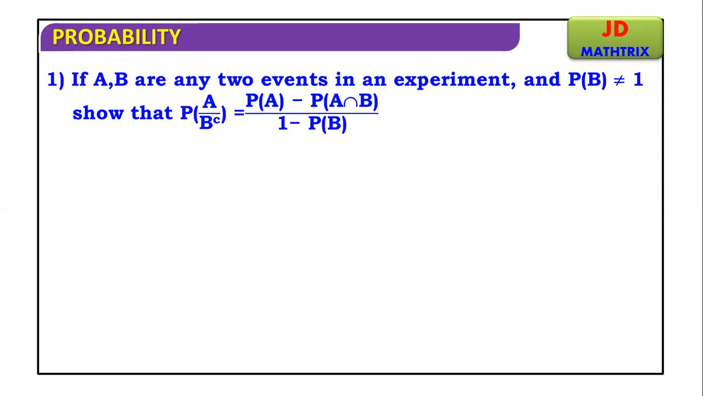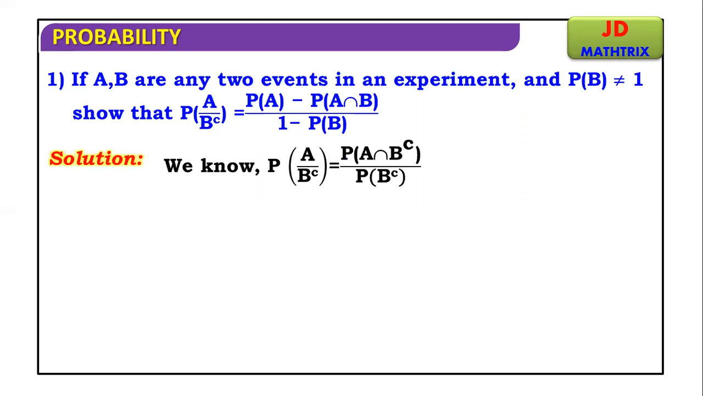If A, B are any two events in an experiment and P of B not equal to 1, then show that P of A by B complement, that means P of A by B bar, is equal to P of A minus P of A intersection B by 1 minus P of B. To prove this, we will use the conditional probability definition.